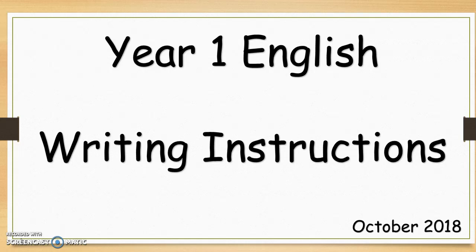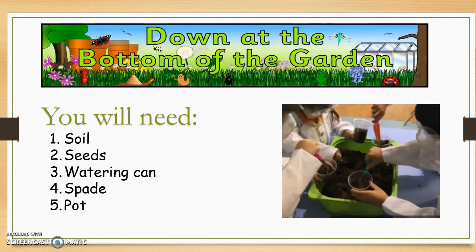This week in English we are writing instructions. We are coming near the end of our topic down at the bottom of the garden. This week English and science are linked. In science the children are planting seeds and carrying out an experiment to test what seeds need to grow. In English we will be writing instructions for how to plant a seed.